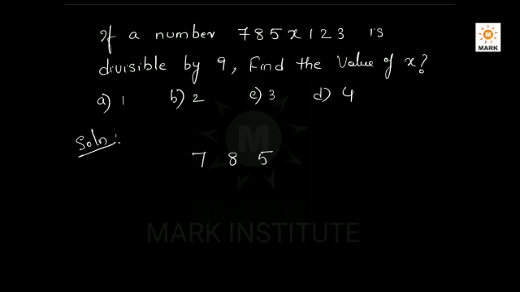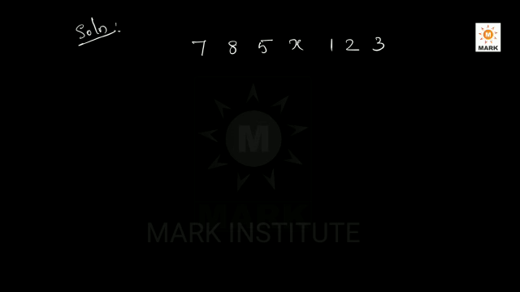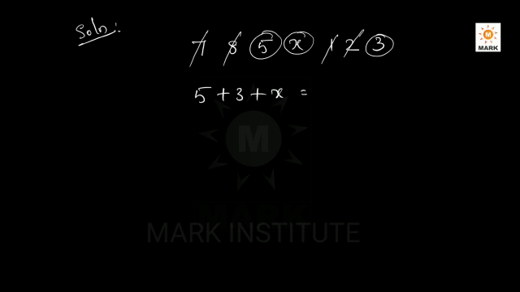The given number is 785x123. Friends, here 8 plus 1 is 9, so that goes in 9. 7 plus 2 is also equal to 9, so that also goes in 9. So 5, 3 and x are left. 5 plus 3 is not 9 or not equal to any multiple of 9. So 5 plus 3 plus x, if this sum is divisible by 9, then the entire number is divisible by 9. So what single digit numbers can I put in the place of x so that the sum is equal to 9?